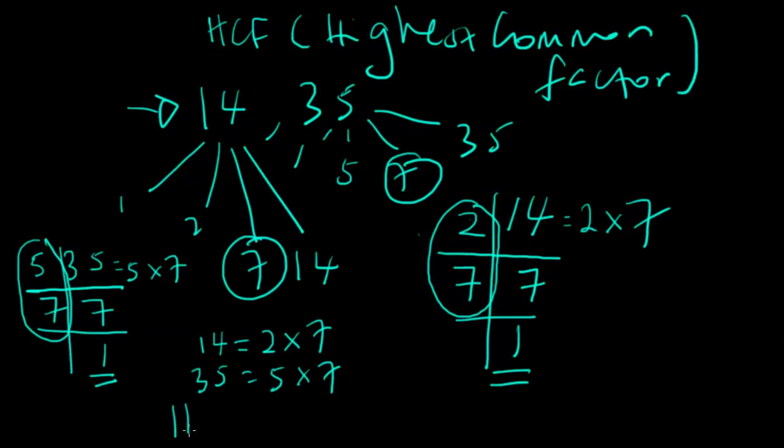Okay, so the HCF is actually the lower of the powers here. So for example, you are comparing 2 in 14 and 2 in 35. There's no 2 term in 35, so you do not put a 2 here, right? However, there's a 7 term. Okay, so you would take 7 as your answer.